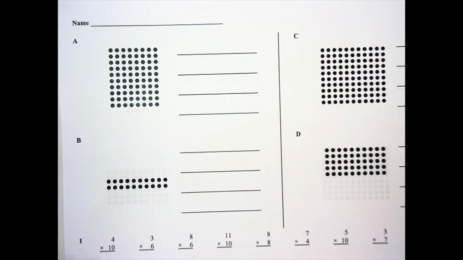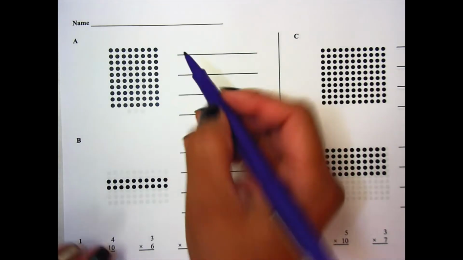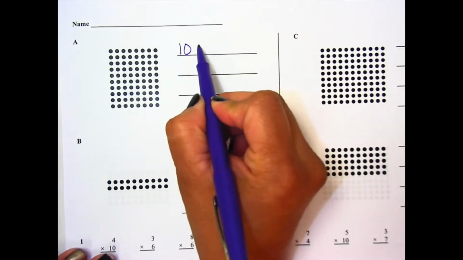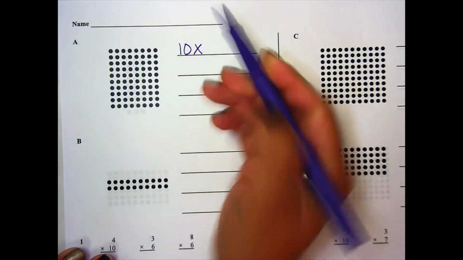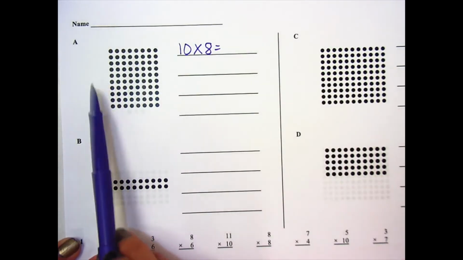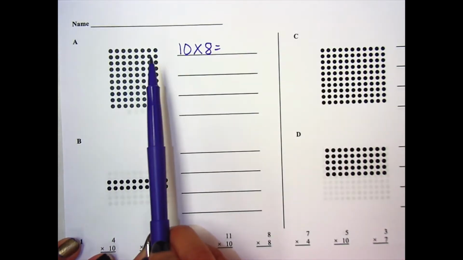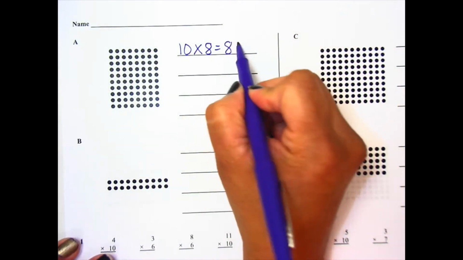Tuesday, Basic Facts 2. We are still looking at our arrays and fact families. So let's do our multiplication sentence. So let's go ahead and count. We have 1, 2, 3, 10 rows times how many in each row? 1, 2, 3, 4, 5, 6, 7, 8. 8 equals. So all you have to do, guys, you can either count by tens across or you can count by eights. But we know that 10 times 8 equals 80.